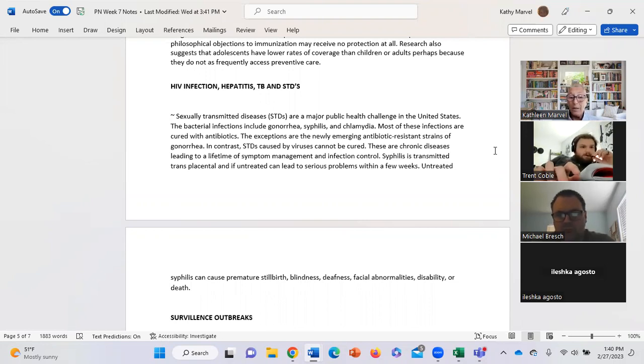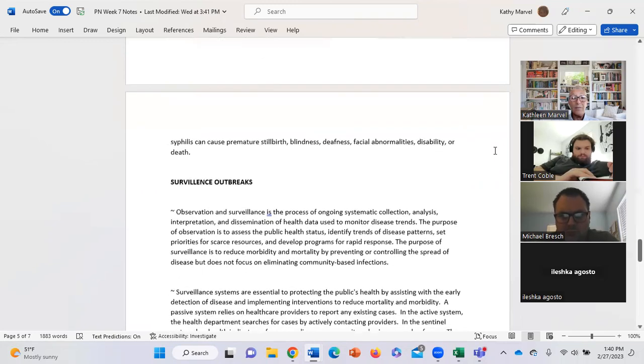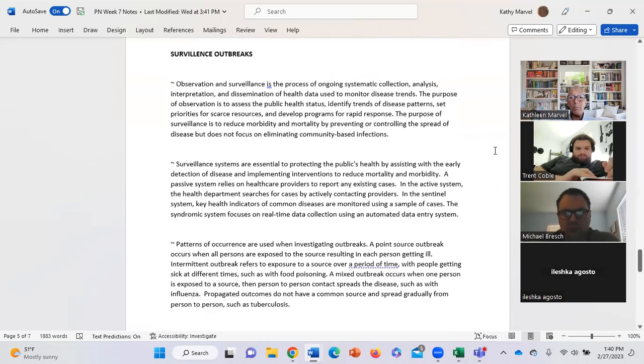Okay. Bacterial, such as gonorrhea, syphilis, chlamydia. They're cured with antibiotics. We talked about this, right? There is an exception to gonorrhea because there is a newly emerging antibiotic resistant strain of gonorrhea. So you just need to be aware of that. We know that STDs that are viruses can't be cured. It's symptom management. We talked about syphilis being transmitted transplacentally, if not treated, is a big problem.